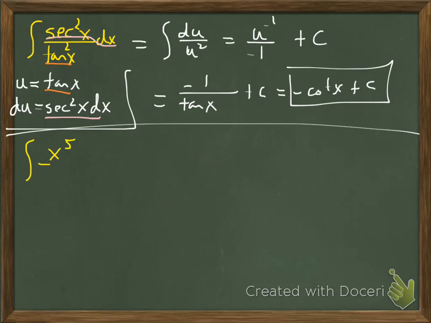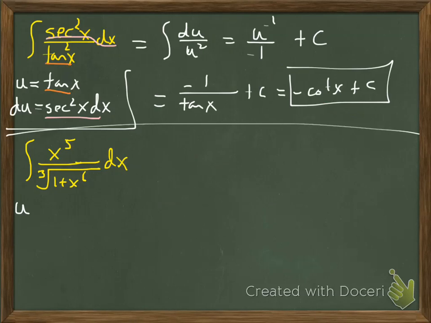Well, let's try another one. Let's say we have x to the 5th divided by the cube root of 1 plus x to the 6th. Again, this is something that's not obvious. It's not like the sine or the cosine that we know, things like secant squared, the general power rule, something we don't know. So the only other technique we have at this time is U substitution.